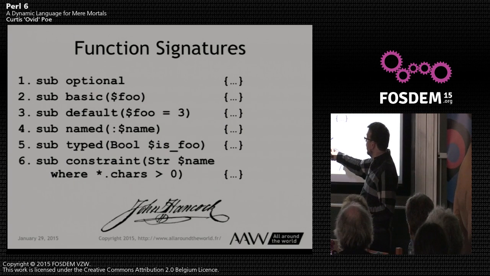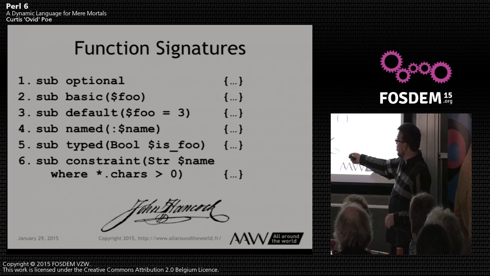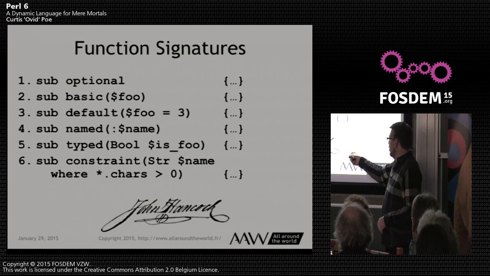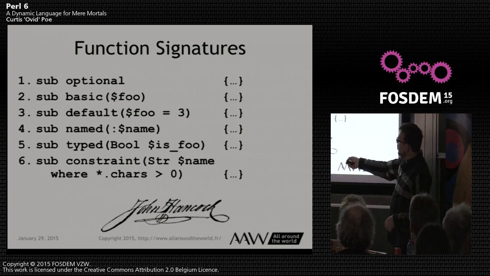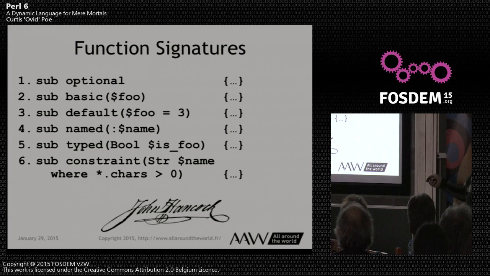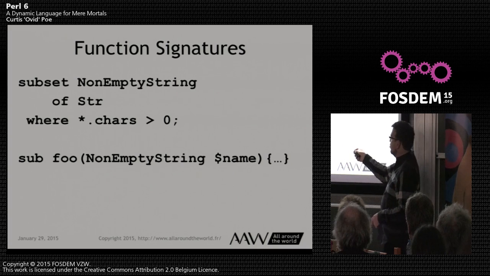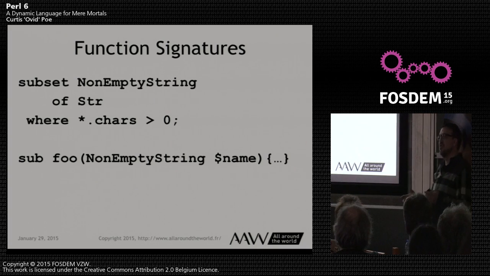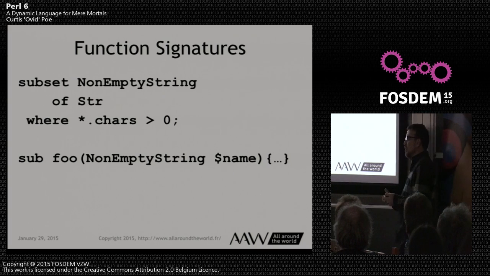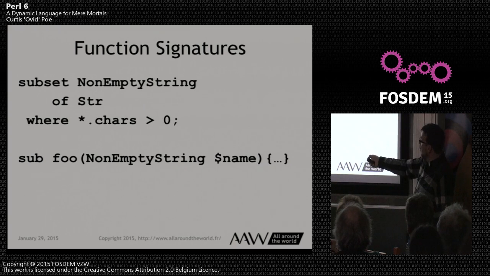Gradual typing, we can slap a Bool on there. That's got to be a Boolean value you pass in, or else boom. And then sub constraint, Str name where whatever we got, chars greater than 0. So the last two generally aren't available in the popular dynamic languages, but they're really easy in Perl 6 and optional. The last one, I really like that last one. Subset NonEmptyString of Str where whatever we got, chars greater than 0. I hate all the time expecting to get a string, and I have to check to see if it's an empty string. Here, I'm just writing my own type on the fly, saying this better not be an empty string, and I just declare it there.